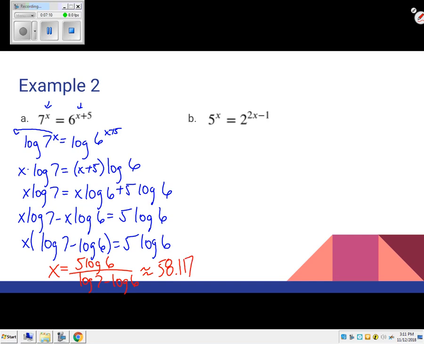You try part B. Use my work over here as a template. This is about as hard as I can make an exponential problem in this class. So I want you to try part B. Use this as a template, and then you can come back and see my work on it once you're done.